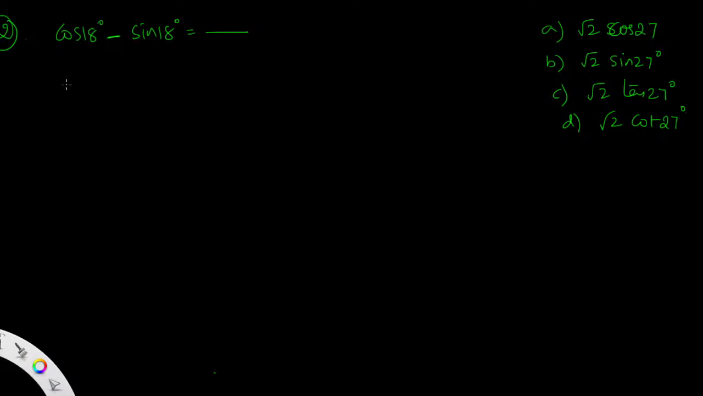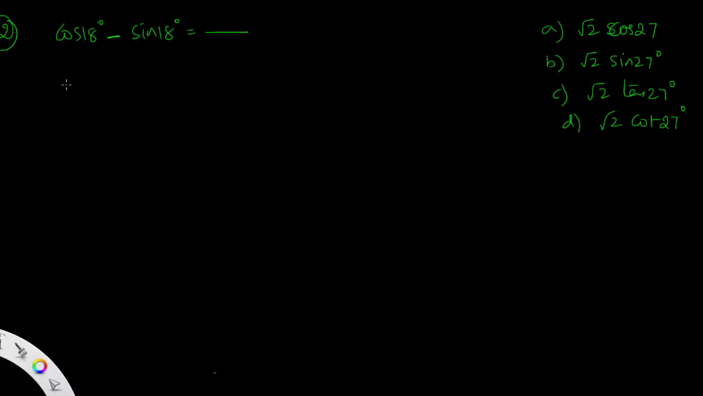They are asking just cos 18 and sin 18. You know the cos 18 value and the sin 18 value, so substitute in this and you get the answer directly. The value is the same. Just putting the values of sin 18 and cos 18, you get the answer as root 2 sin 27.